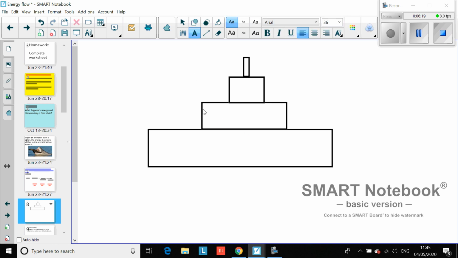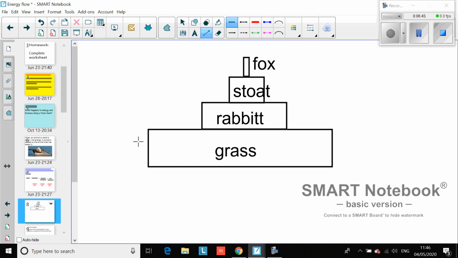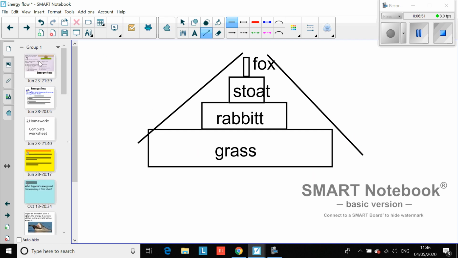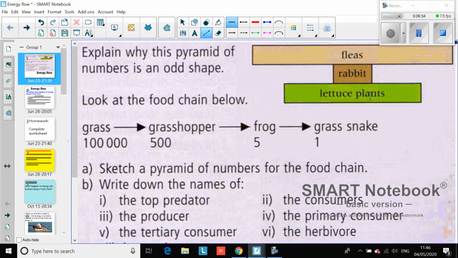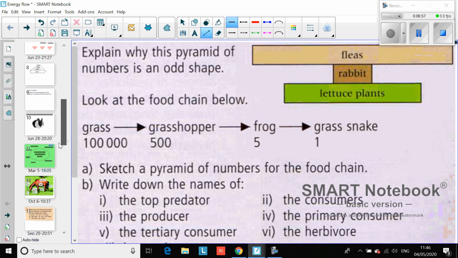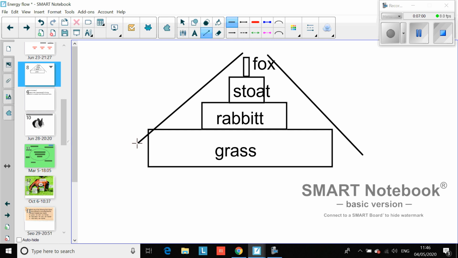Because if you took the example I just showed you, grass, rabbit, stoat, and then I've just run over here, fox. Okay, that is a pyramid of biomass, and they're always, always, always this shape. Pyramids of numbers can be slightly funny shapes, like this. Okay, but pyramids of biomass are always this traditional pyramid shape.